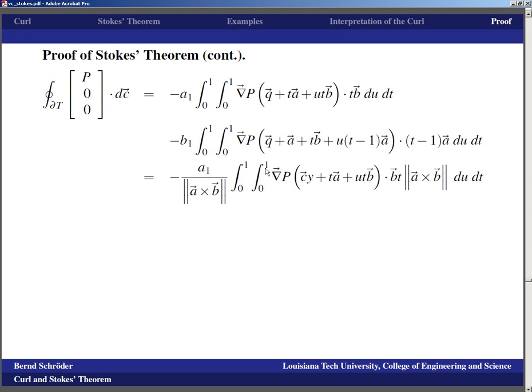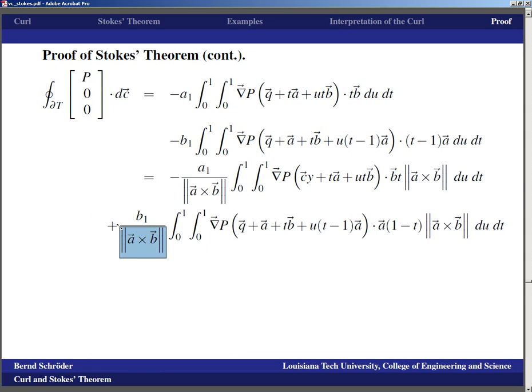So I just multiply top and bottom with the norm of a cross b. That's all that happens here in the first one. In the second one, I multiply top and bottom with the norm of a cross b, and rather than having t minus 1, I take this negative sign, absorb it in here to get 1 minus t. Other than that, even though these expressions are huge and potentially intimidating, they are still the same. But the advantage now is that I have that this stuff back here, excluding the b, is the scalar surface element for a scalar surface integral over that triangle using this parametrization.